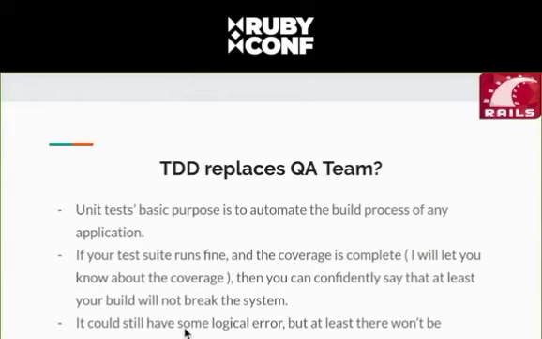So QA is still the owner of the product and business domain. They will be verifying that and things like that. But what developers and platform engineers would be confident about is that a build for which all of the test cases are passing won't break the system and won't raise any new exceptions.